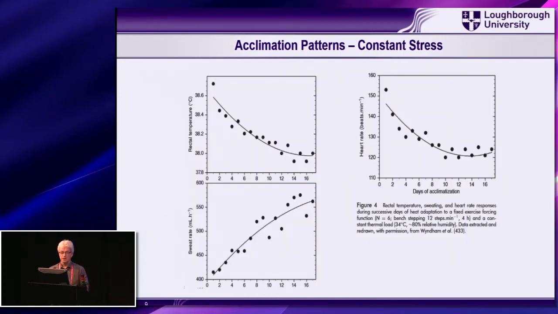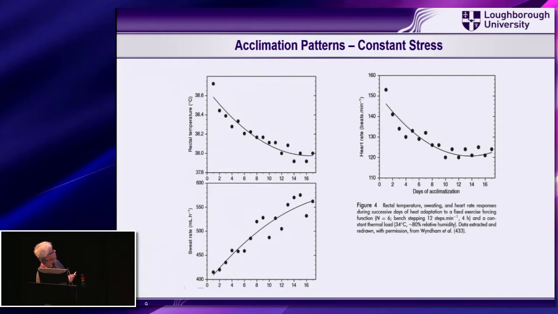So just to illustrate, this is the classical pattern of constant stress. These are data from Wyndham in South Africa, where again a lot of the traditional work on acclimation was done, and I encourage especially young people to look at that classical work, because I see a lot of citations to recent work where they're forgetting that a lot of the stuff has been done already. So what we have here is rectal temperature over time, 16 days here, and like in the first slide, you see a reduction of core temperature with advancing acclimation. Sweat rate increases with advancing acclimation, and heart rate is reduced.